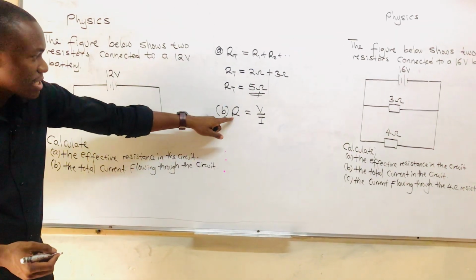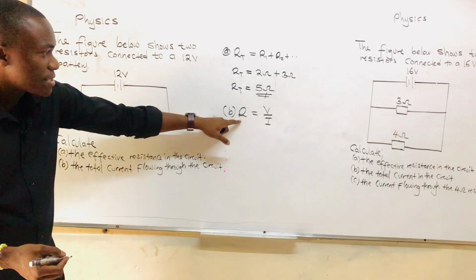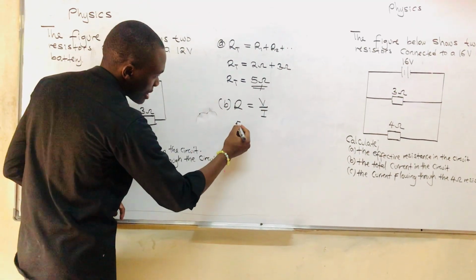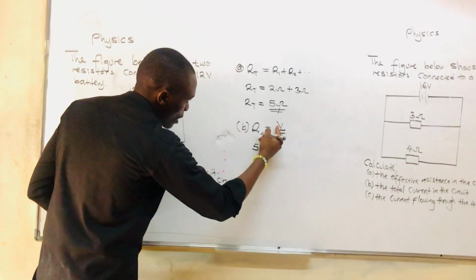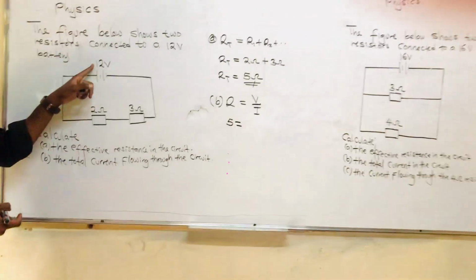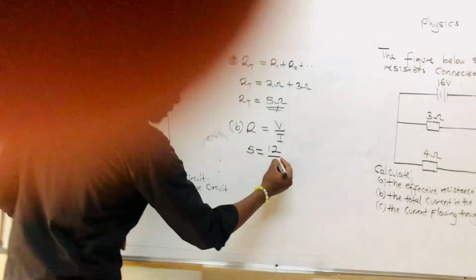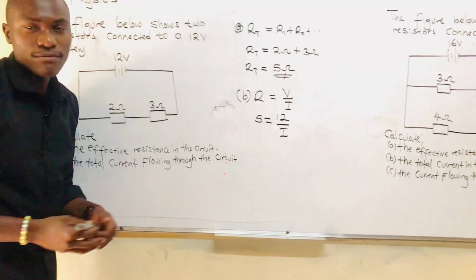Now what is the resistance? We are going to get the total resistance in this case, which is 5. So where there is resistance here, we are saying 5 is equal to, what is the total voltage in the circuit? It is 12. So where there is voltage, we are going to put 12 over the total current that we are looking for now.